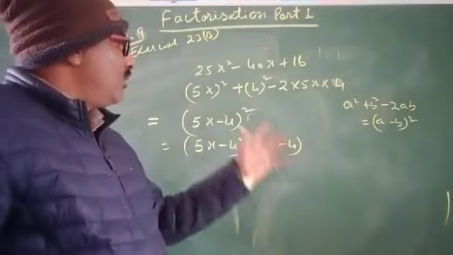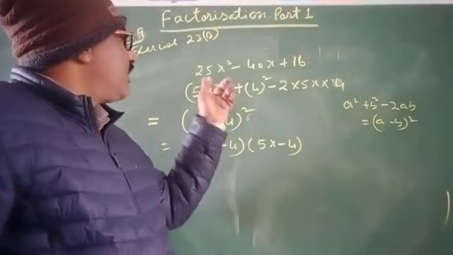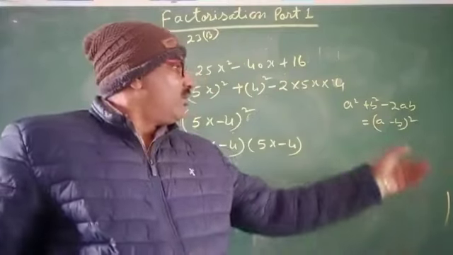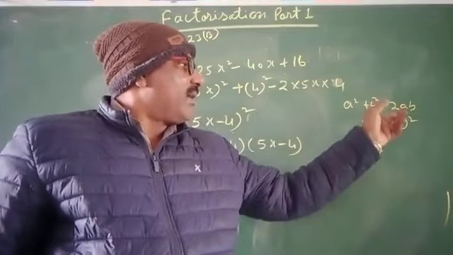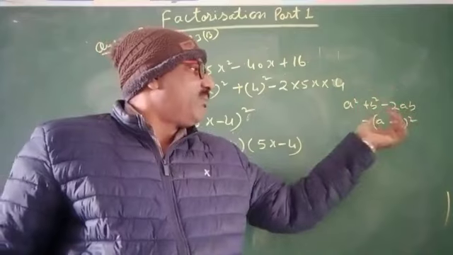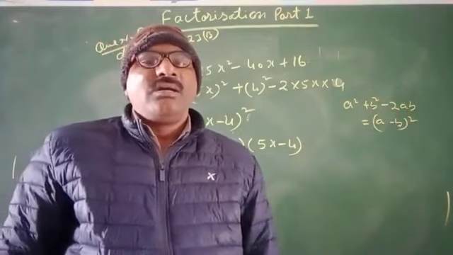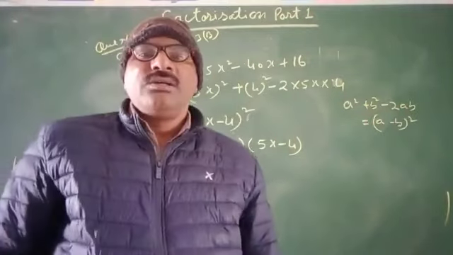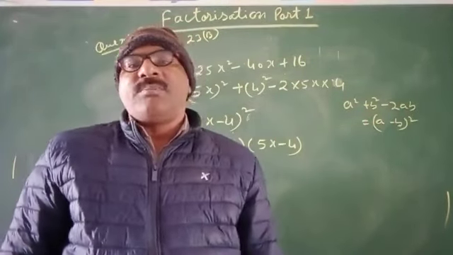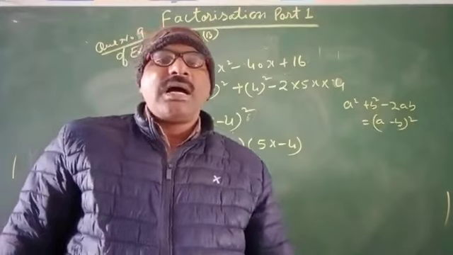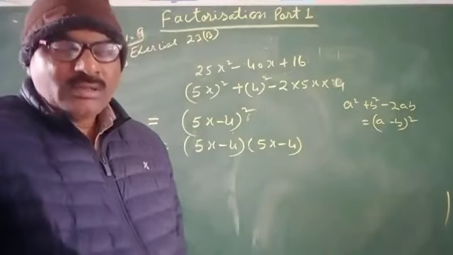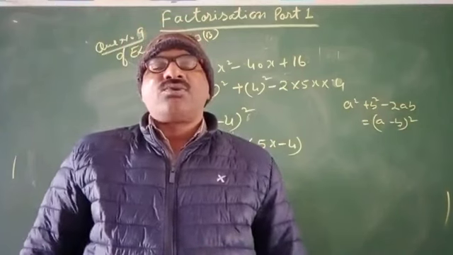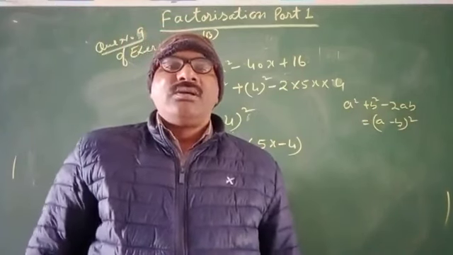So it is clear that such type of question you can solve by applying the identity a square plus b square minus 2ab equals a minus b whole square, when these two terms are in square form. So I hope that this is clear to you, and you can solve all these types of questions very sincerely.